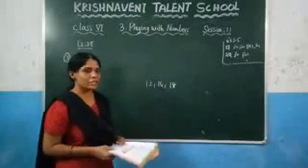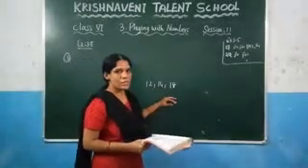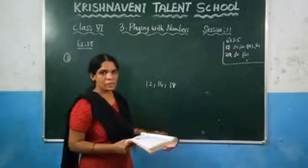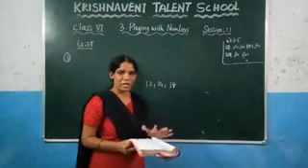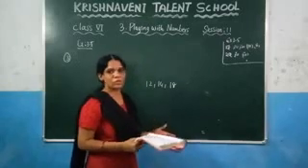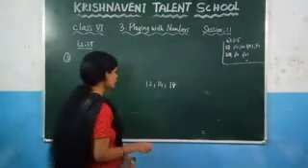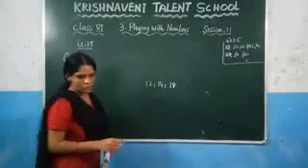That means you need to find the LCM of all these three numbers. You will get the LCM. From that LCM, you need to subtract 5, because here they have given when added to 5. So after taking the LCM, write it here.